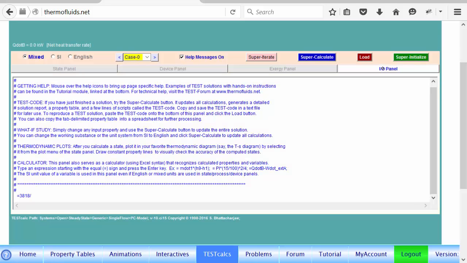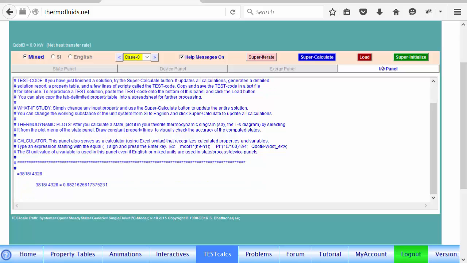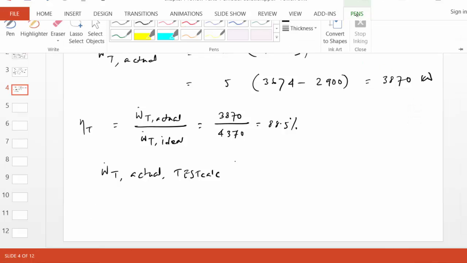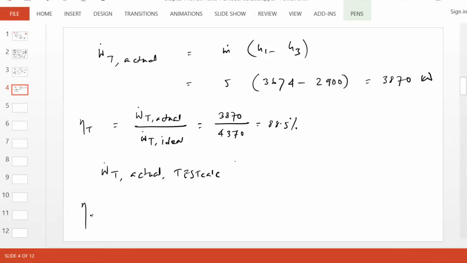The efficiency is calculated as 0.882, which is 88.2%. So eta T from TEST calc is 88.2%. Notice how close they are. So our manual solution is quite good.